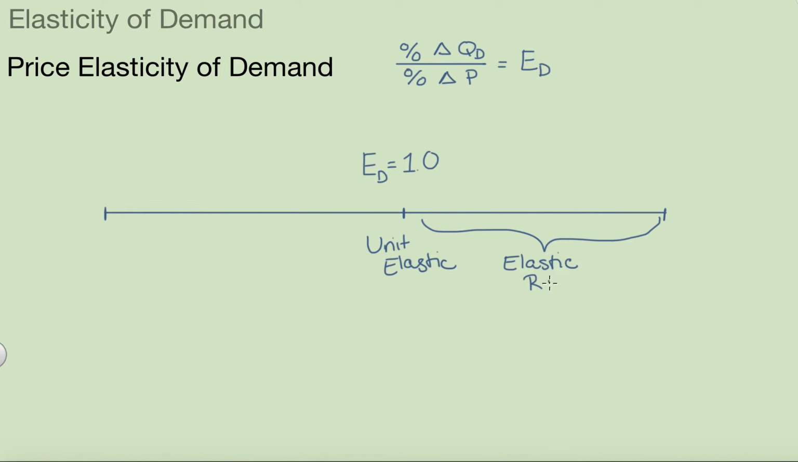Now in the elastic range, these numbers get continuously larger. Okay, so we can kind of think of this as a number line. Technically, all of these numbers are negative. Okay, all of these numbers are negative because we know that the change in price, as price goes up, has a negative effect on quantity demanded. So this is technically a negative one.